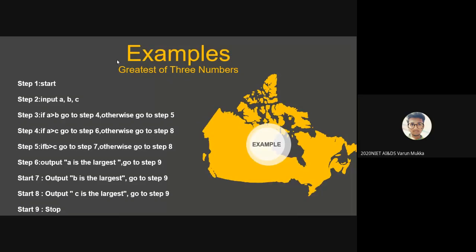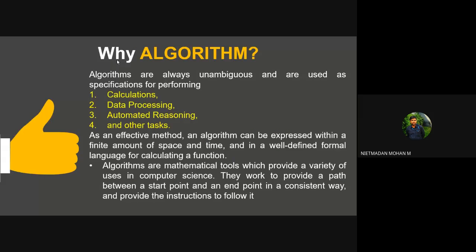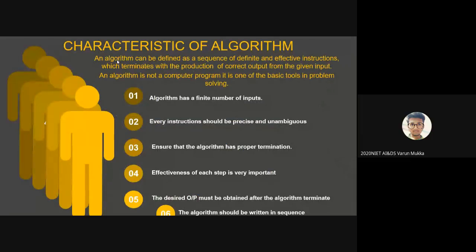If you put the stop function in step 5, what will happen? If step 5 is stop and step 6 is output A is largest, then steps 6, 7, 8 will not work. Okay, sir, so that was what was mentioned in step 5. Thank you, sir.